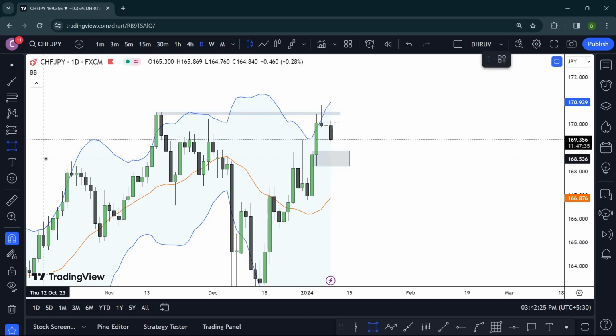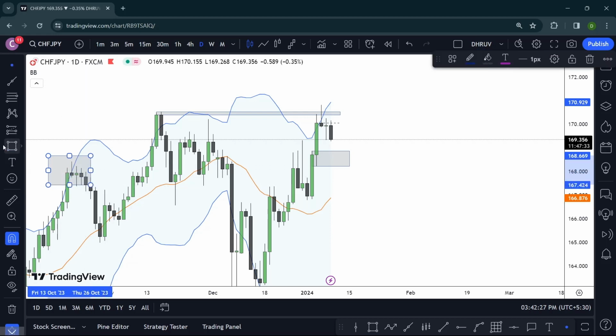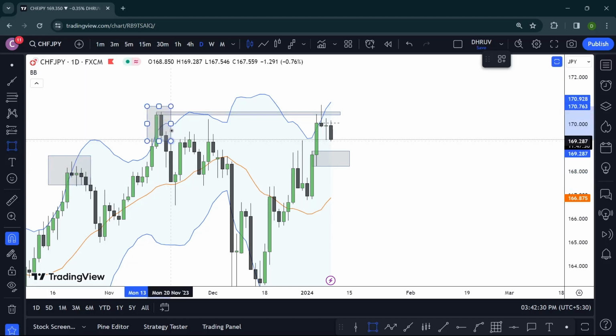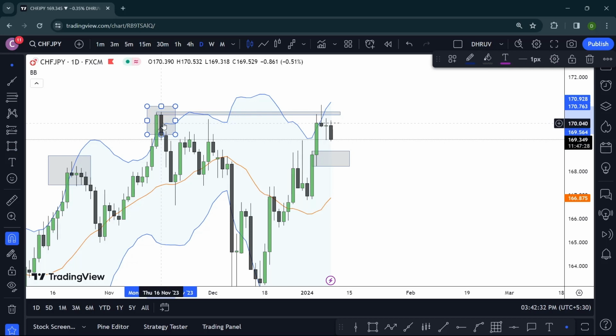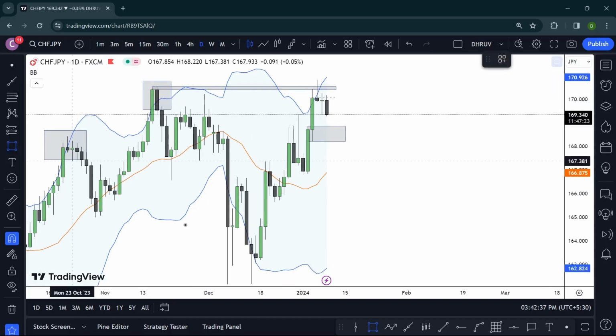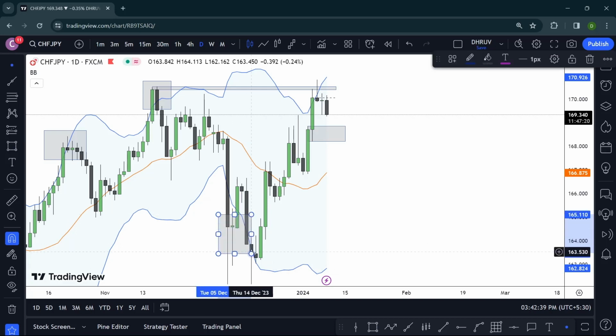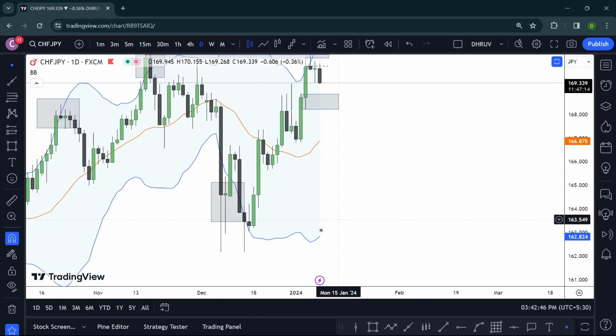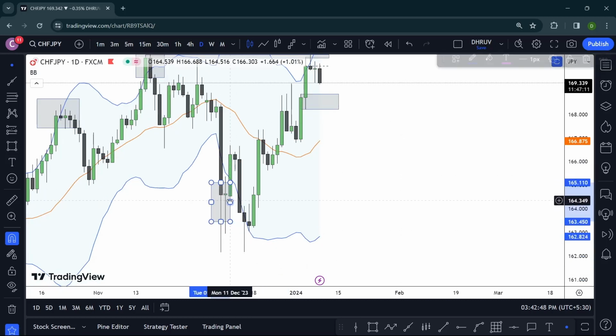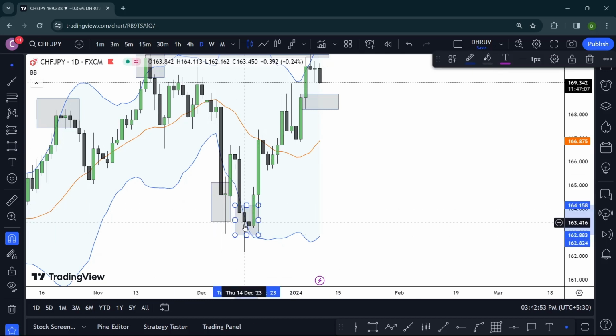Let me just mark it. If we look at this price breakout of the Bollinger Band, it tends to give a pullback. Whenever price breaks out of the lower band, it tends to give a pullback. Same scenario happening over here. When Bollinger Bands get broken, it tends to give a pullback, right?